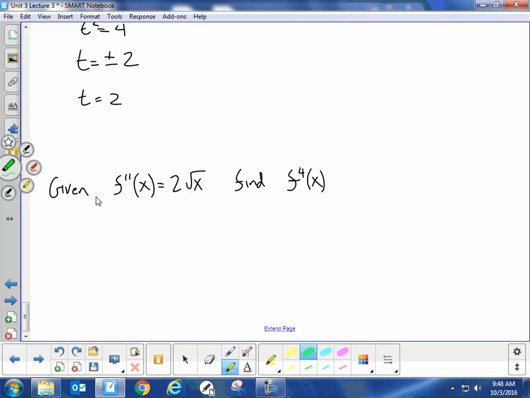This is a problem that you might see. It doesn't usually trip students up, but it might. You start with the second derivative. You're asked to find the fourth derivative. Just take the derivative 2 more times and you get the fourth derivative. It's nothing fancy. So we can do that really quick if you want to write this down, just so that you're comfortable with it.